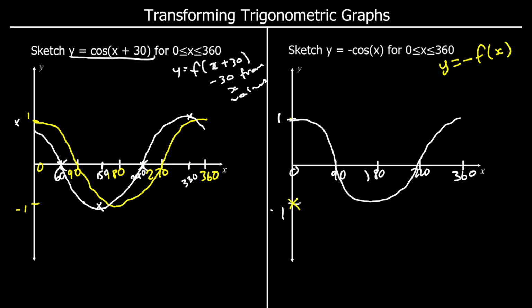So 1 is going to go to negative 1. 0 will stay where it is. Negative 1 will go to 1. 0 stays where it is. And 1 goes to negative 1. So it's a reflection in the x-axis.